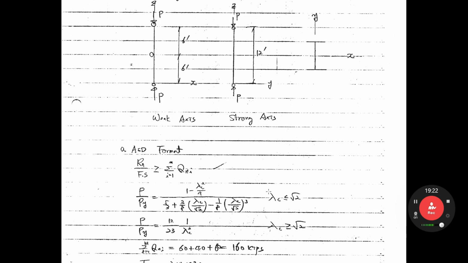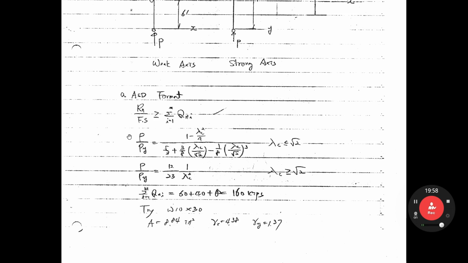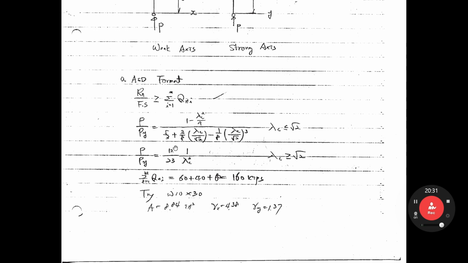Let's look at the ASD format. Yeah, that is the ASD format if you remember, right? So Rn over Fs. Fs is a safety factor, and then Qni is member stress. This is allowable stress. That is the concept. So allowable stress design format. P over Py can be written in this form: the SSRC curve divided by the safety factor, right? That is the curve. If lambda c is less than square root 2, that is the inelastic region. This is the elastic region curve like that.